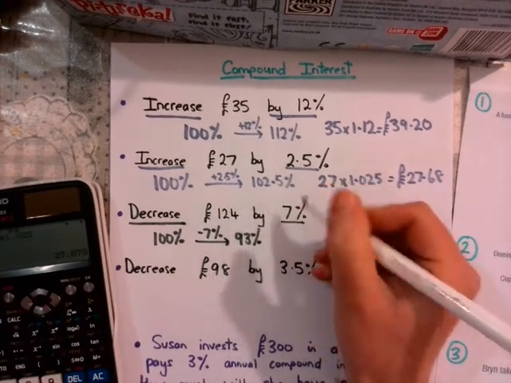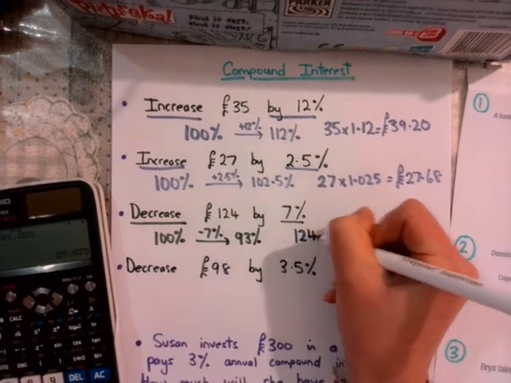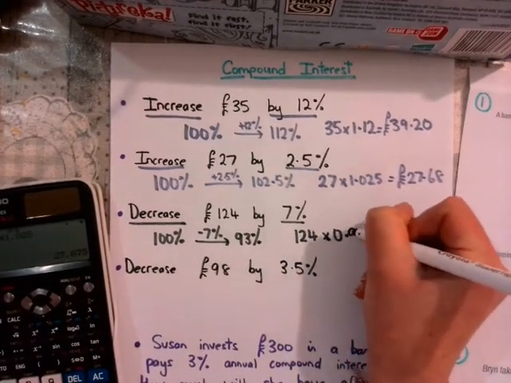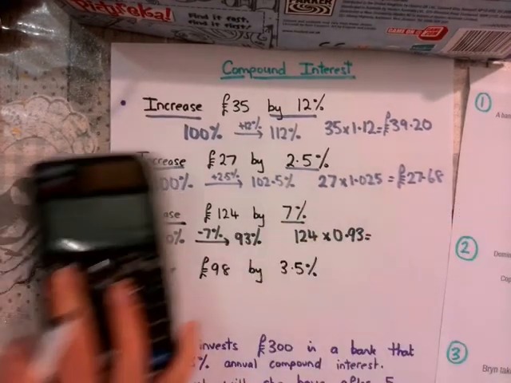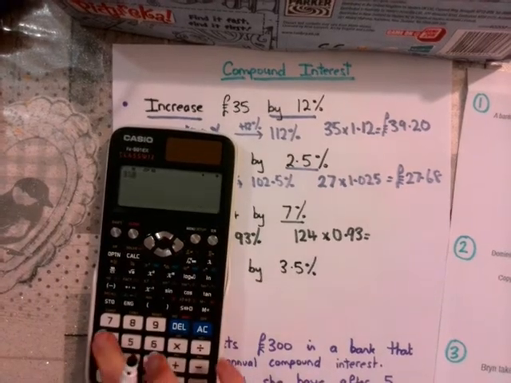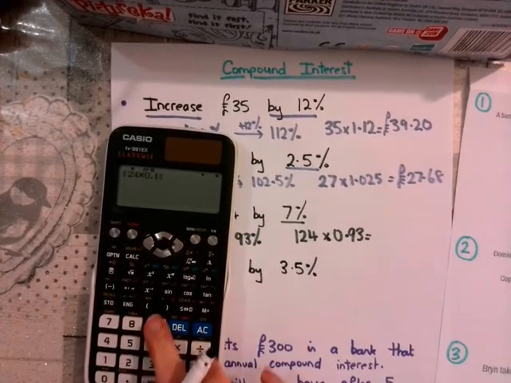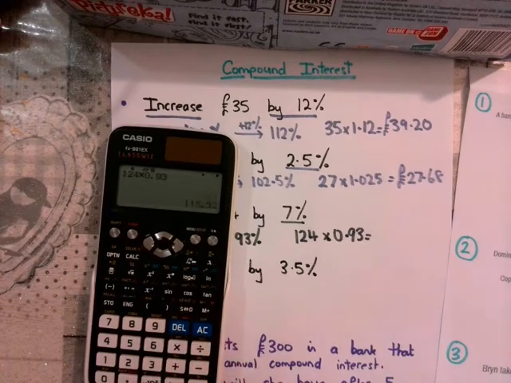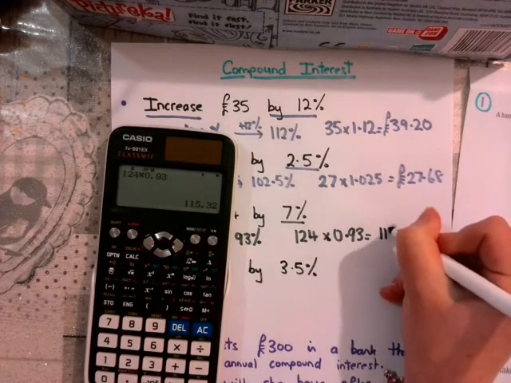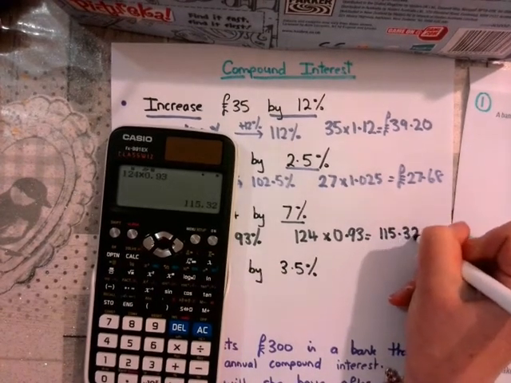So I still need to times it, so it would be 124 times 0.93. So let's do it now. 124 times 0.93. I get an answer of 115.32.